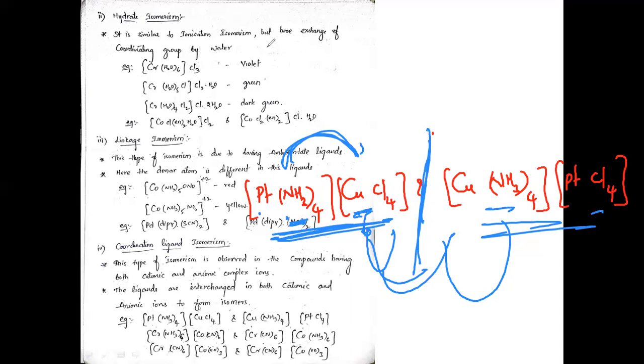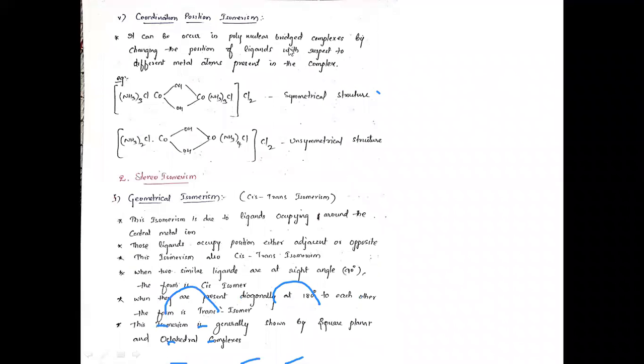You can take many such examples. See here, platinum NH3, and here this NH3 and Cl are exchanged. And you can take ammonia and cyanide, they are also exchanged. I will send you notes so that you can easily understand all these things. So next, the last isomerism, which is also very important.